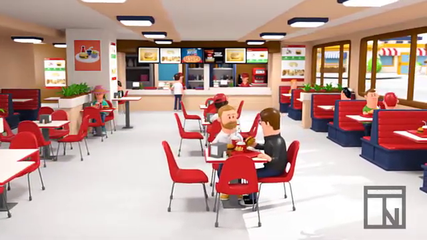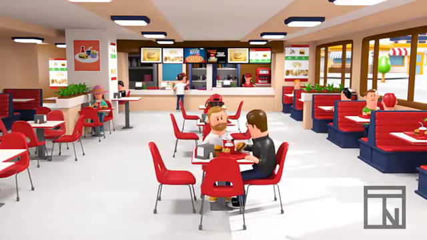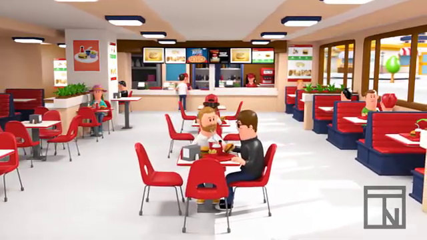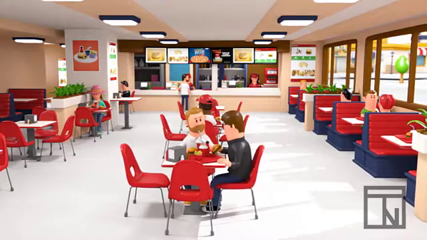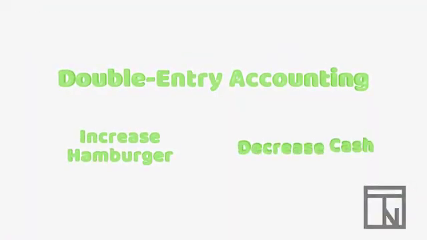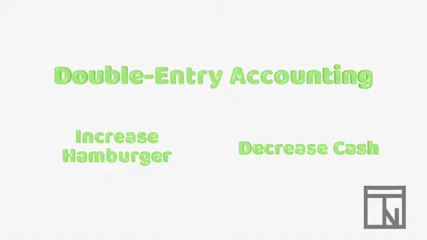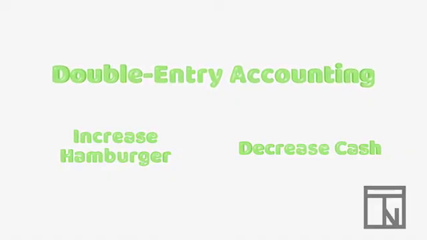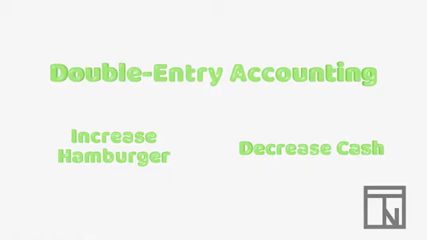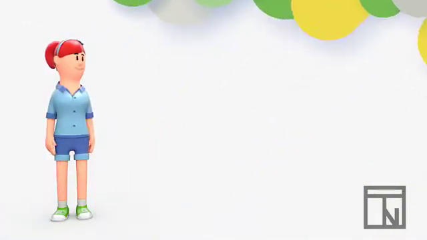For example, let's say that you decide to go out to lunch and purchase a nice juicy hamburger. What is the benefit to you? You get a delicious meal. And what do you sacrifice? You sacrificed a certain amount of money to get that meal. See? Your transaction had two sides, an increase in hamburger and a decrease in cash. This idea that every transaction has two sides is known as double entry accounting.